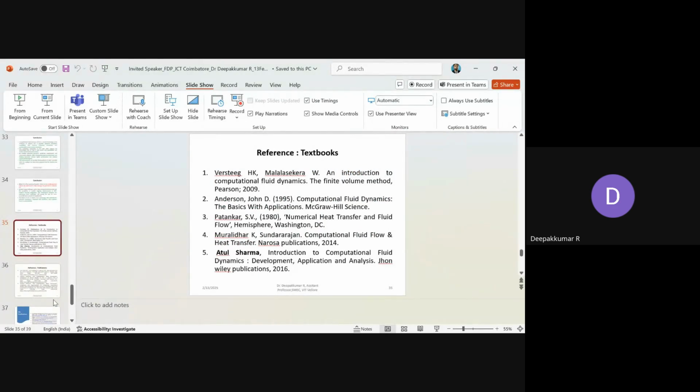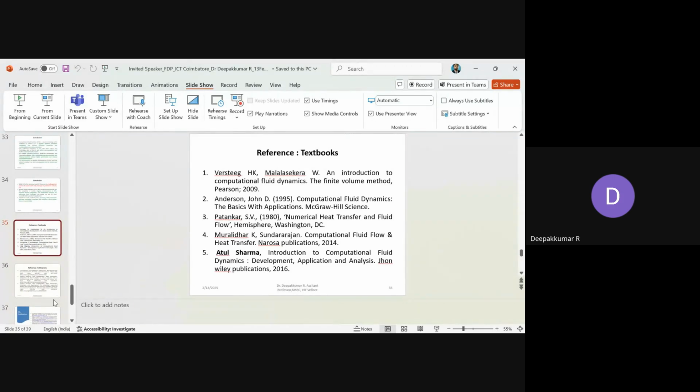Now I will just show the textbook which I am referring to for CFD. If you're interested in computational fluid dynamics, you can refer to these textbooks. They are more than sufficient for understanding the computational fluid dynamics background, concepts, and fundamentals. The first is Versteeg, H.K. and Malalasekera, an introduction to computational fluid dynamics based on the finite volume method.